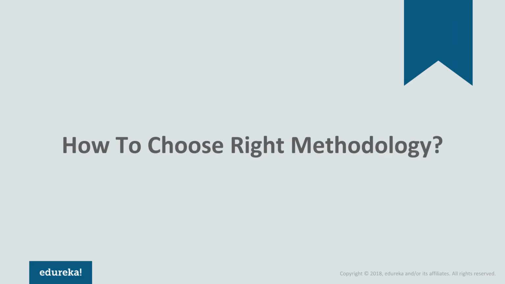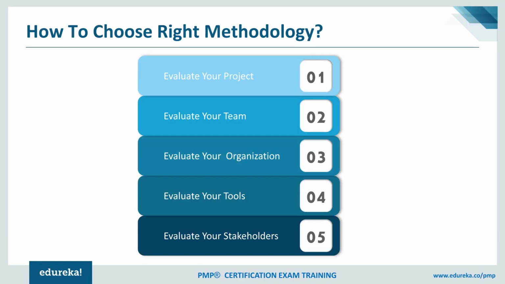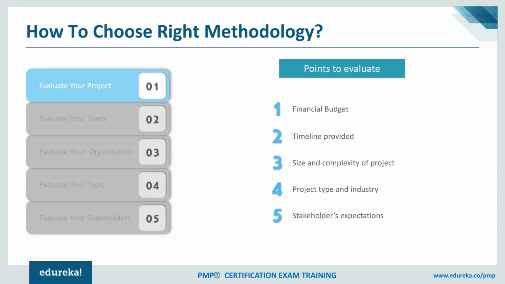Now, you must have a question how to choose the right methodology, because we have so many of them. So let's take a look at some of the ways through which we can choose the right methodology. So first is, of course, evaluate your project. Then your team, your organization, the tools that you're using, and lastly, stakeholders. So while choosing the methodology, you need to take into consideration a lot of other aspects like project, team, organization, tools, and stakeholders. So let's understand this perspective.